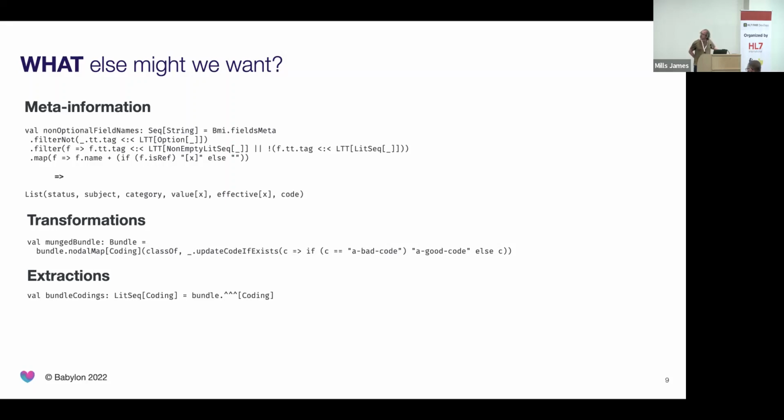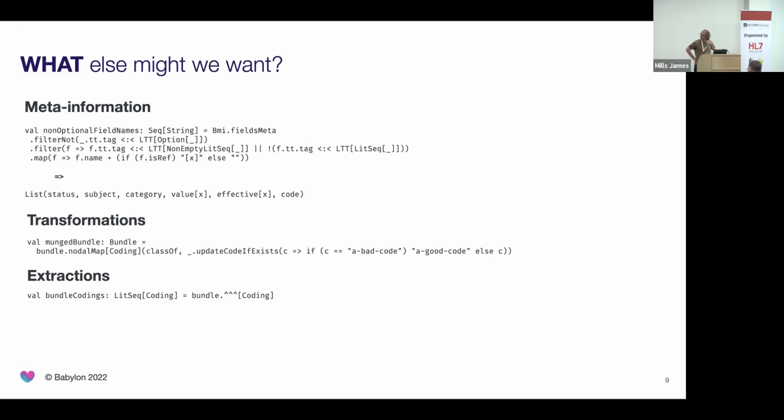So let's say we're a projector reading from one pipeline and writing to another, and we know that one of the client apps has been sending the wrong code. It's got the wrong semantic type. We just want to change it from A to B so that our consumer downstream is getting the right thing. Then we can map across any coding and say, if the system is this and the code is that, then set that. And extractions let us say, what are all the codings in this bundle? So what do I need to care about?